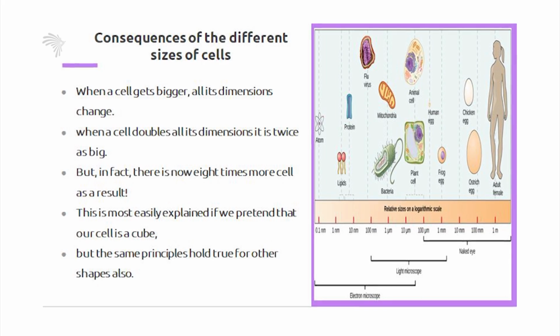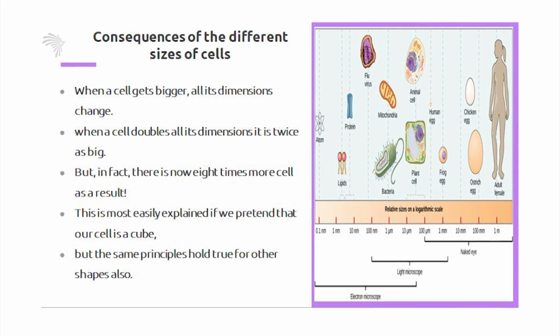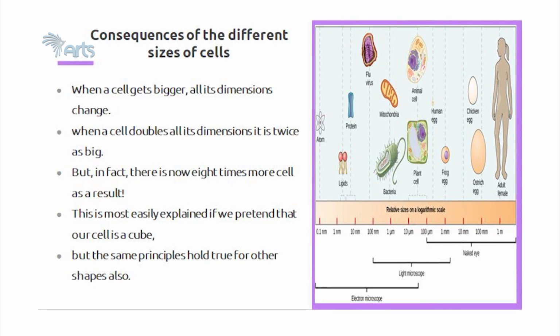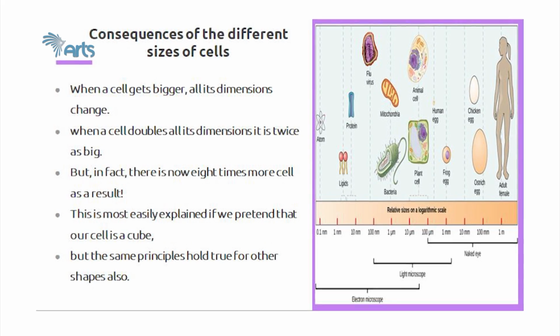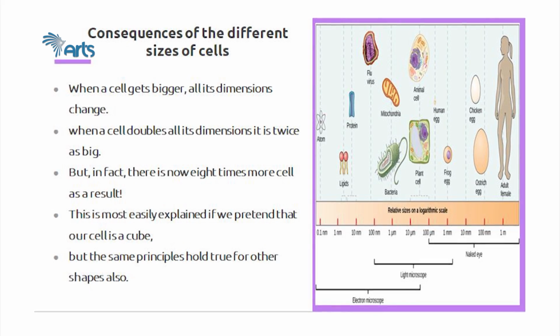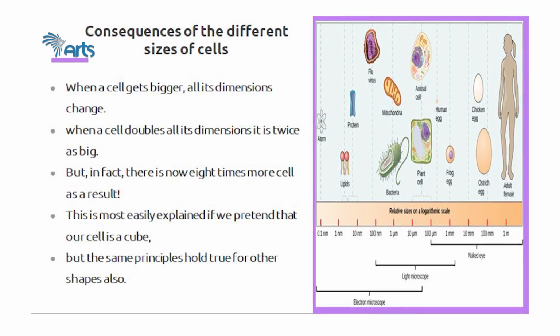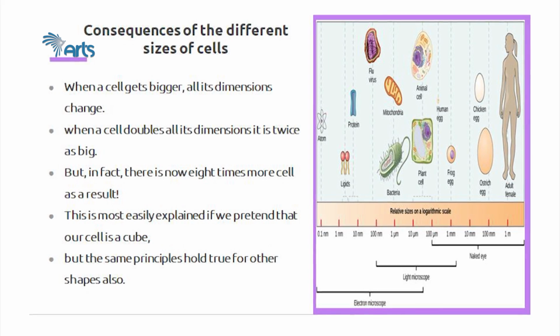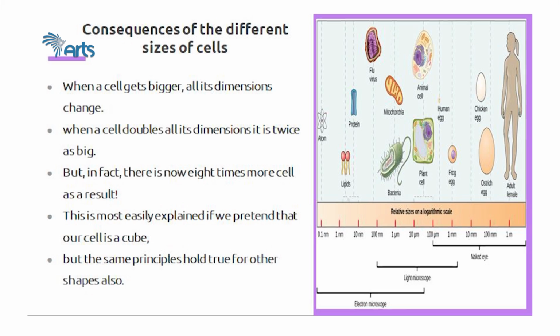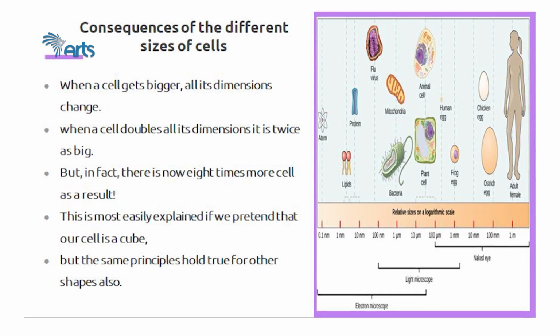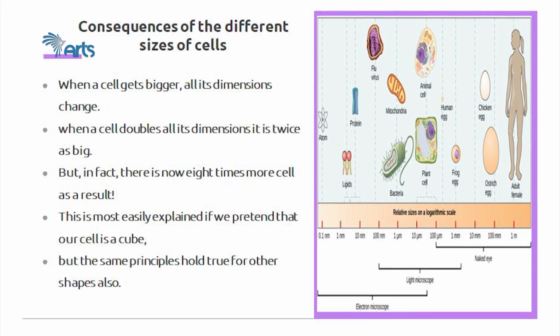So what are the consequences, the outcomes, of having a smaller size, bigger size, or medium size? When a cell gets bigger, all its dimensions change. When a cell doubles all its dimensions, it is twice as big, but in fact there is now 8 times more volume as a result. This is most easily explained if we present our cell as a cube, but the same principle holds true for other shapes also.